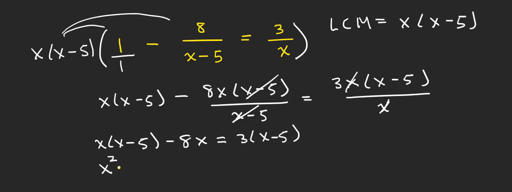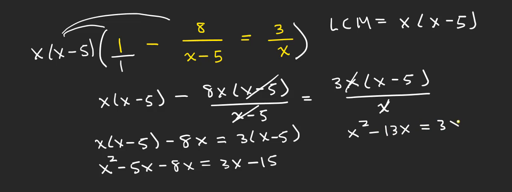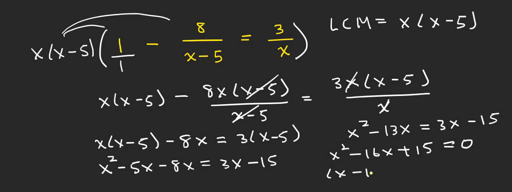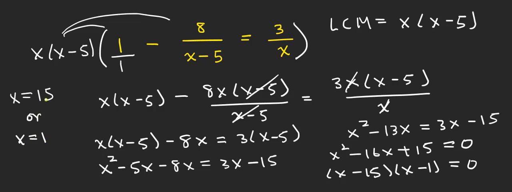Now you get x squared minus 5x minus 8x equals 3x minus 15. So you get x squared minus 13x equals 3x minus 15. This will be x squared minus 16x plus 15 equals 0. So you get x minus 15 times x minus 1 is equal to 0. This means x is 15 and x is 1. Let me write it right here. x equals 15 or x is equal to 1.